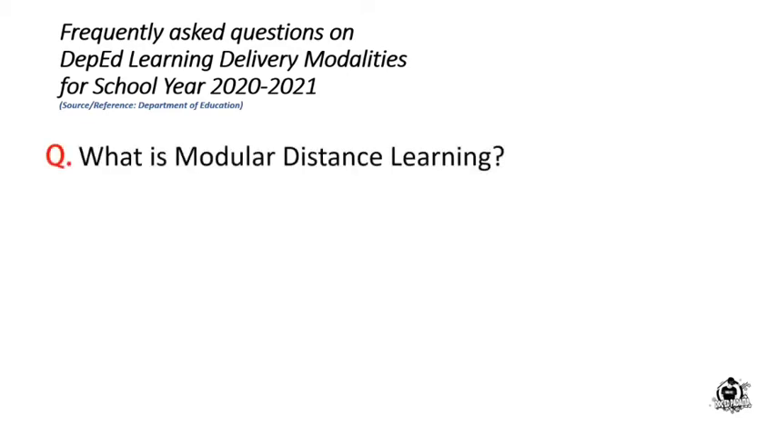The next question, what is modular distance learning? In order to facilitate understanding of this term, we are going to divide this into two, modular or module and distance learning. What is the objective of a module? A module is a self-paced learning in an orderly set of instruction designed to facilitate the learner's mastery of a body of knowledge or a procedure. The objective of a module is to facilitate self-paced learning.